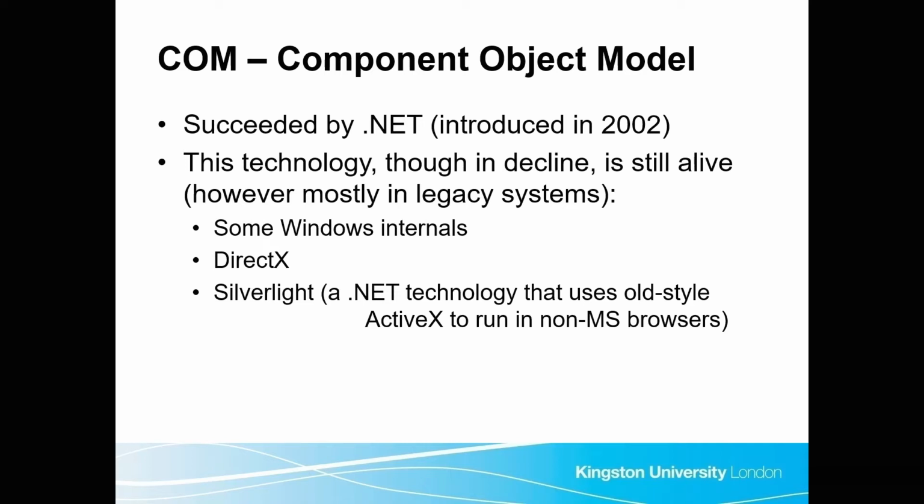Component object model was succeeded by .NET, introduced in 2002. This technology, though in decline, is still alive, however mostly in legacy systems. So it's still working in some Windows internals. Until recently it was the heart of DirectX technology, Microsoft's 3D graphics and gaming technology, and also Silverlight, which is now outdated. It was a .NET technology actually that used old-style ActiveX to run in non-Microsoft browsers.